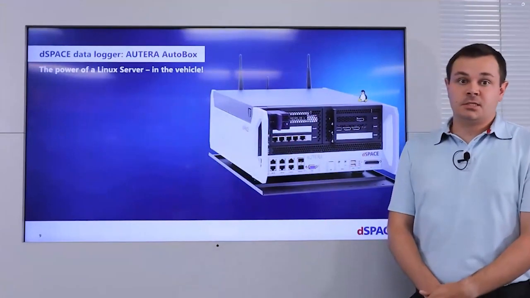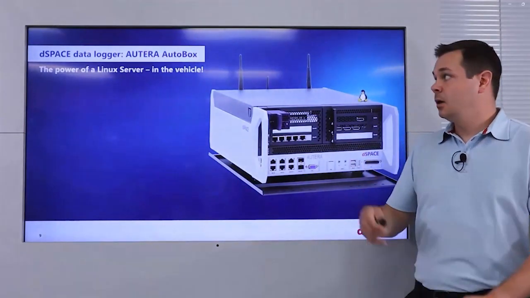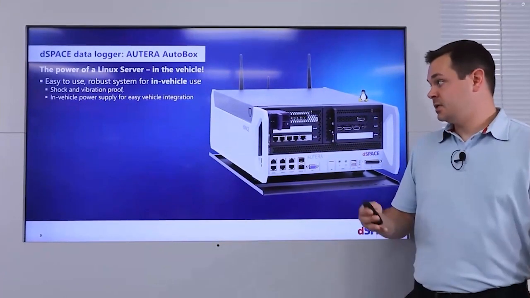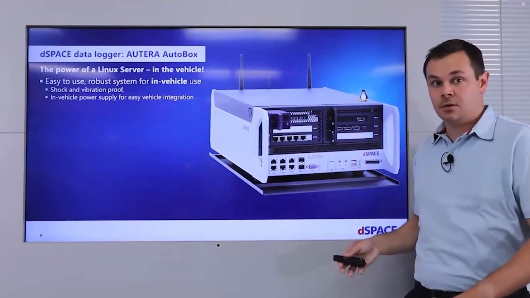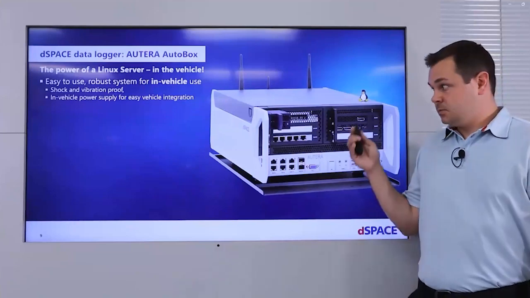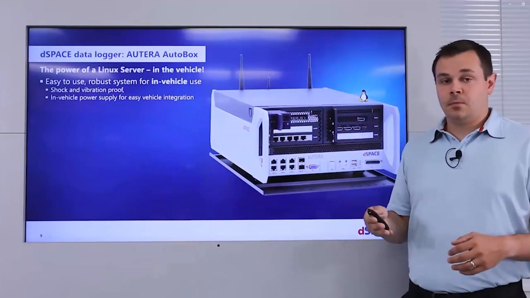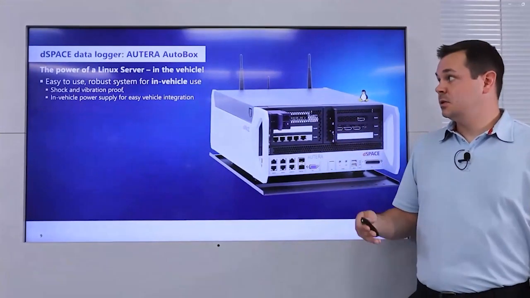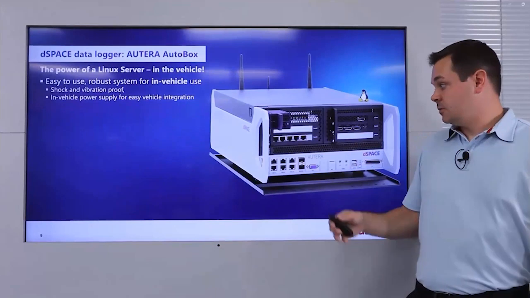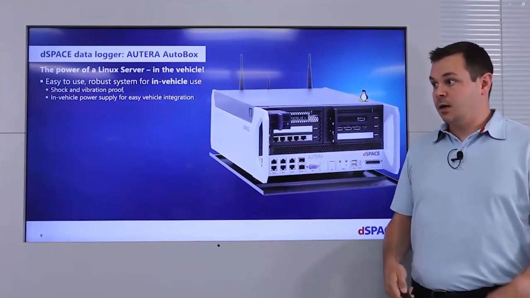Now, talking about the dSPACE solution, the dSPACE hardware that will allow us to do this logging and tapping, that's going to be the AUTERA AutoBox. And this is going to be a Linux server in a vehicle. Not just some industrial PC, though. It's really a ruggedized, purpose-built computer for the purposes of this data logging activity. So it's robust. It comes from the same product development teams that created our MicroAutoBox, been used for decades. It's going to be shock and vibration proof and available for DC power from the vehicle, etc.